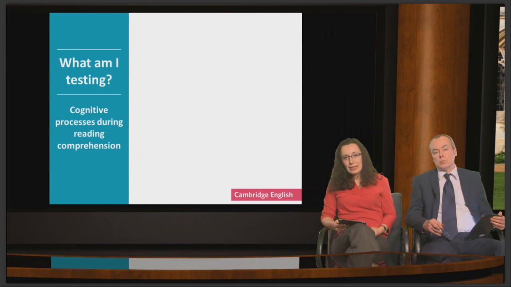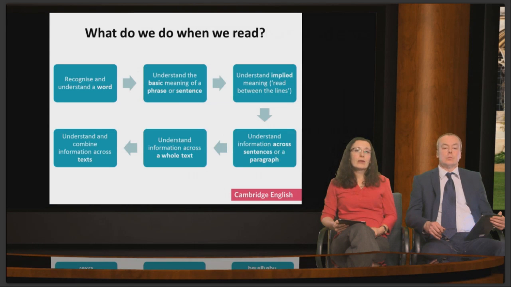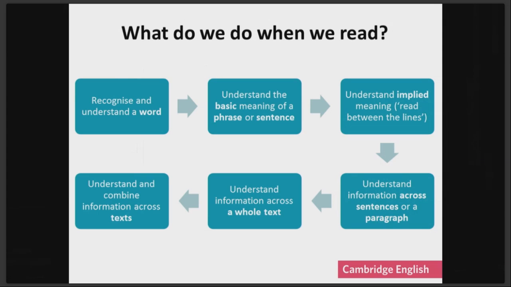So we've talked about part of the test construct, the different types of reading that we need to test. Now let's think about some of the other skills that readers use to read effectively. When we read, we process different levels of information, and you can see this chart on your handout. What do we do when we read? At the lowest level, we recognize letters and understand words. Then we understand the basic meaning of a phrase and of a whole sentence. Next, we understand the meaning which is not explicitly present in the sentence, a meaning which is implied, so we read between the lines. We then understand or build meaning across sentences and a paragraph. We understand information across a whole text. And finally, we can understand and combine information across several texts.